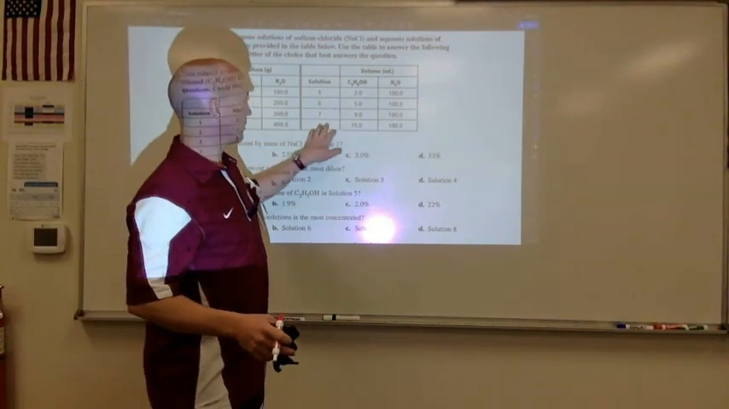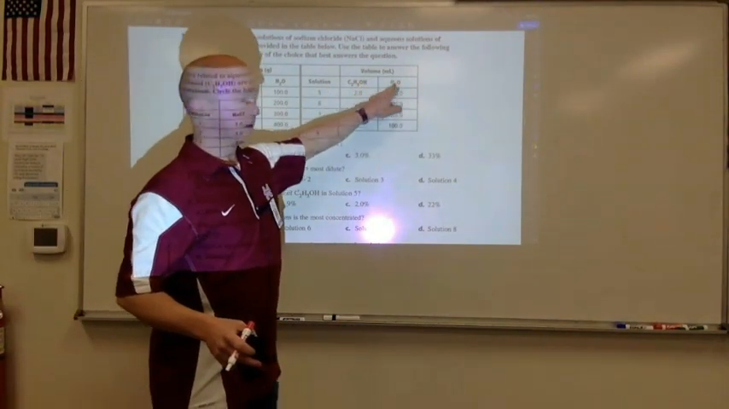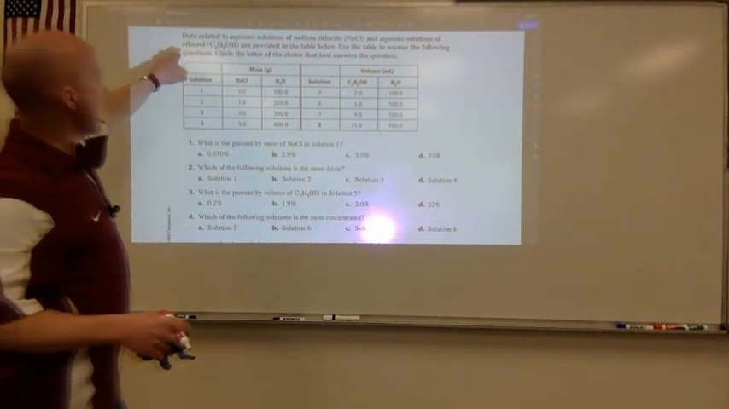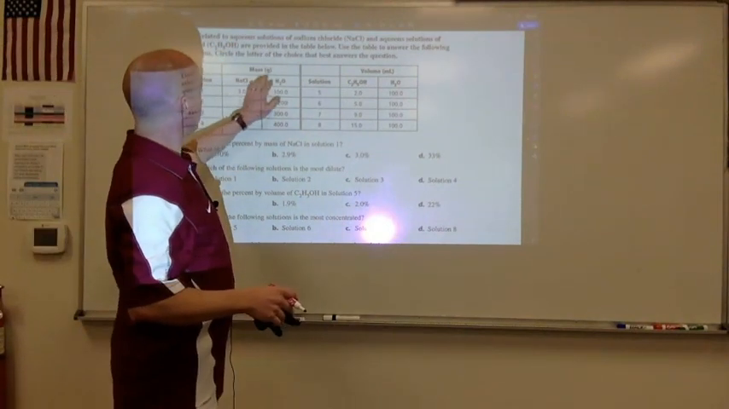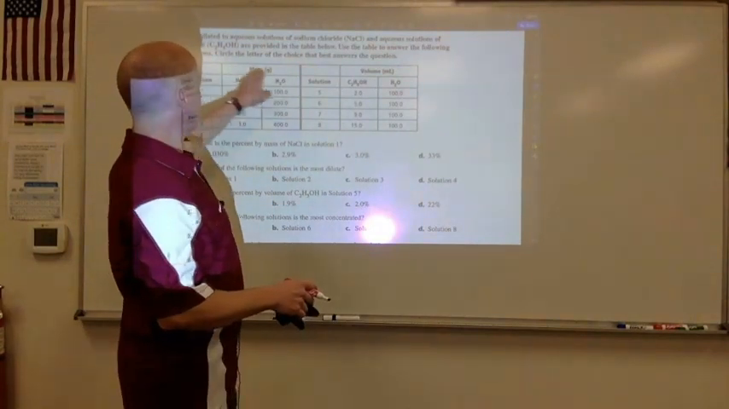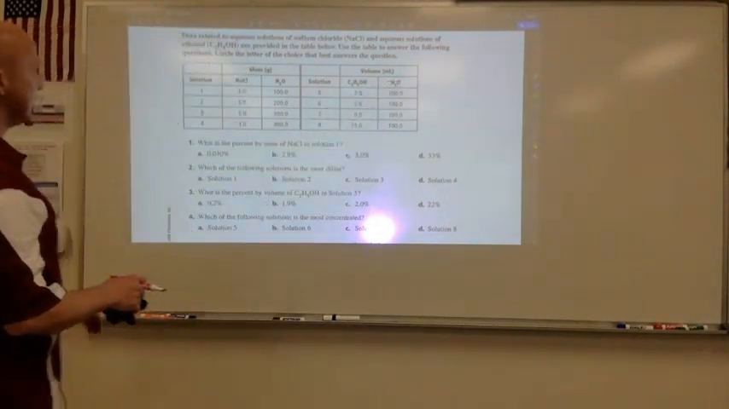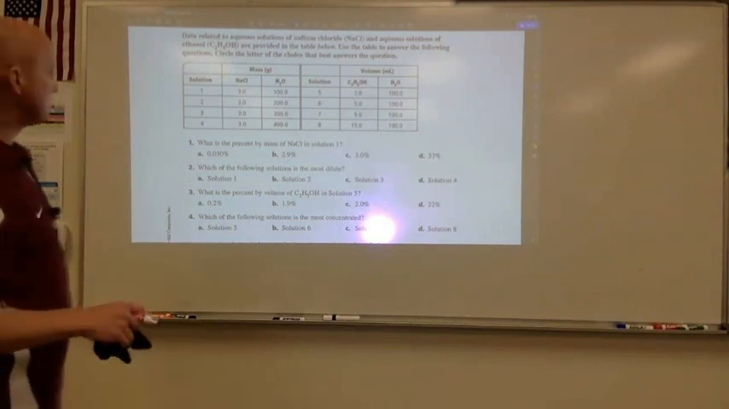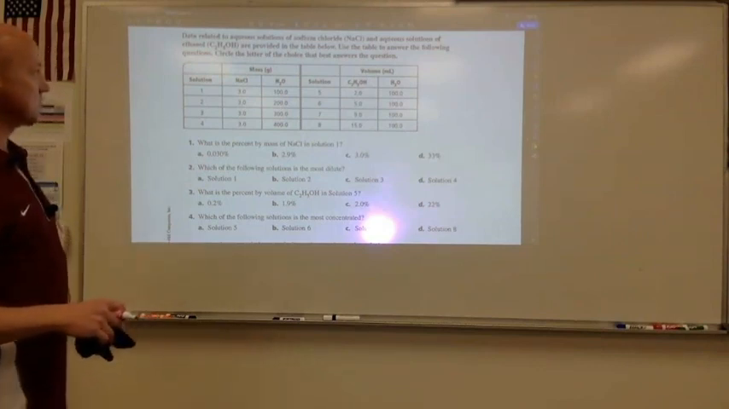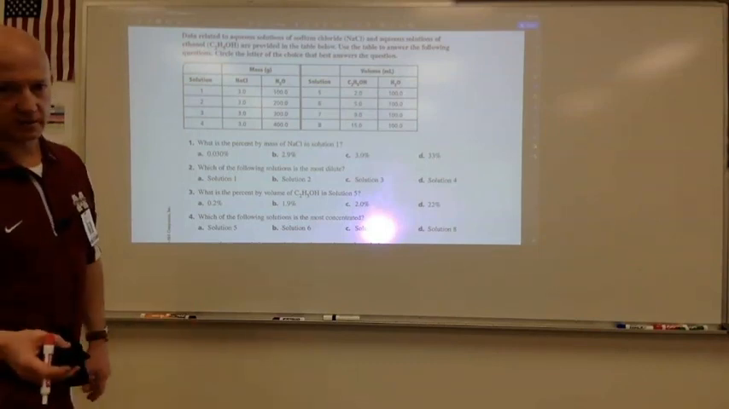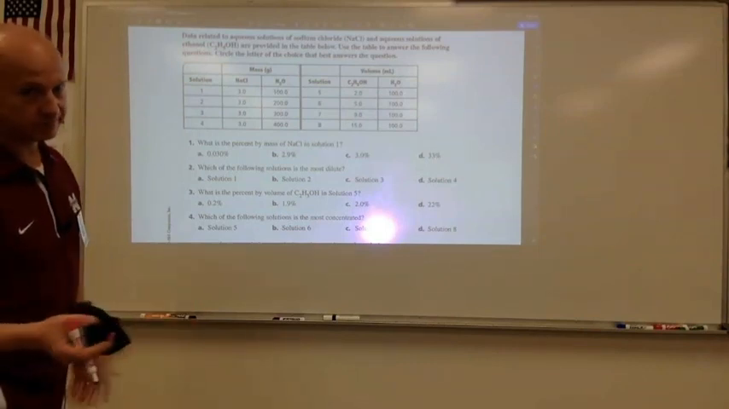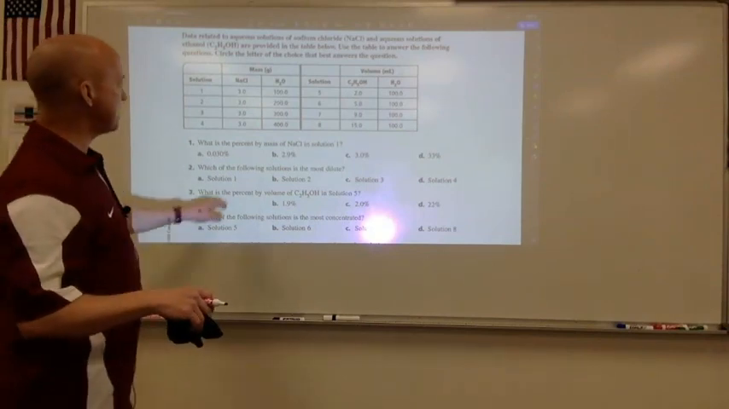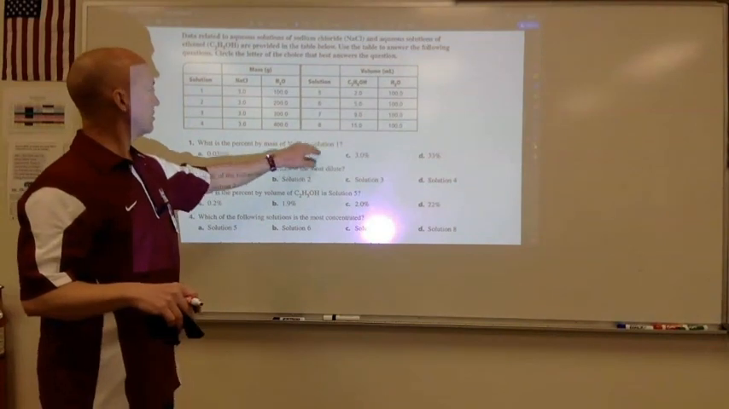In solutions 5 through 8, we have a combination of ethanol and water, 2 liquids, of course. It says data related to aqueous solutions of sodium chloride and aqueous solutions of ethanol are provided in the table below. Use the table to answer the following questions. Circle the letter of the choice that best answers the question. I love circling. It's a whole lot easier than writing. I'm just saying. Okay, what is the percent by mass of NaCl in solution 1?